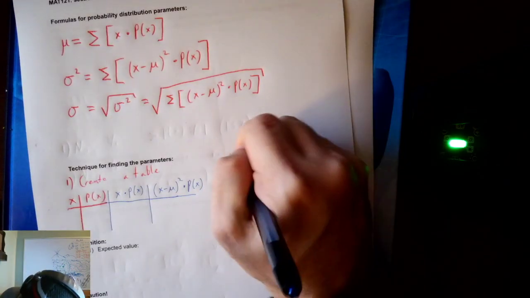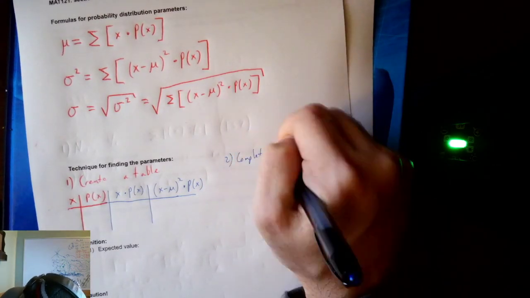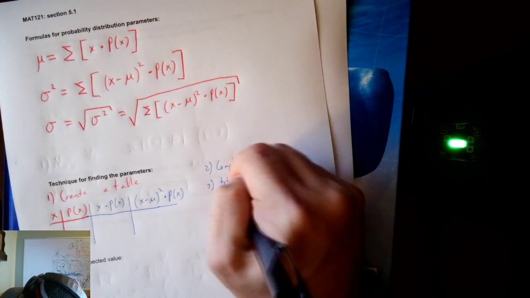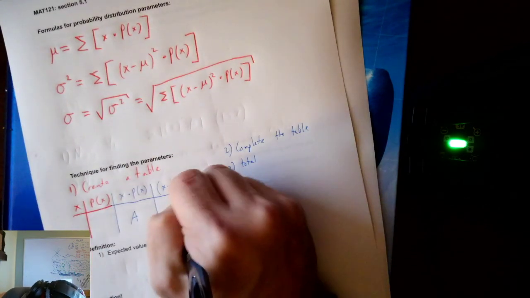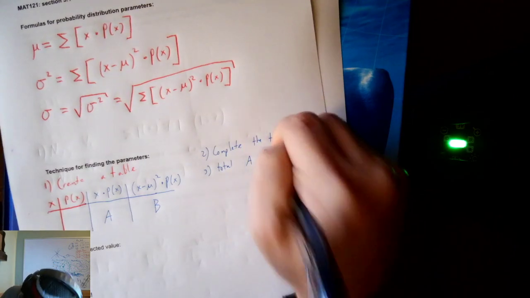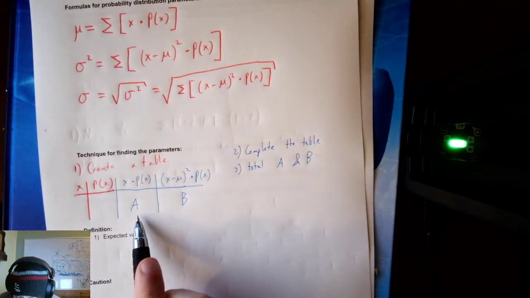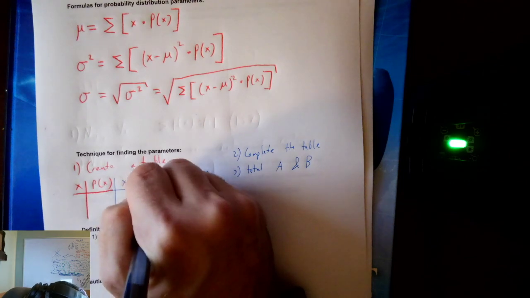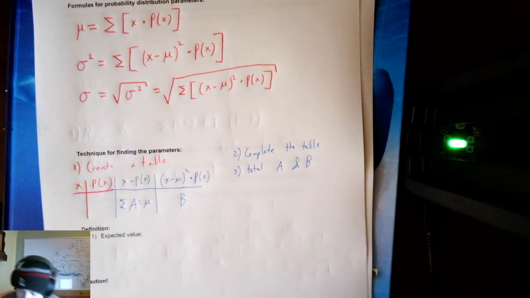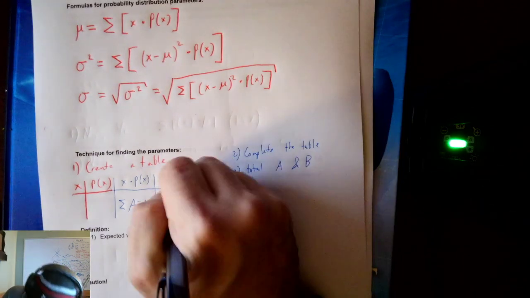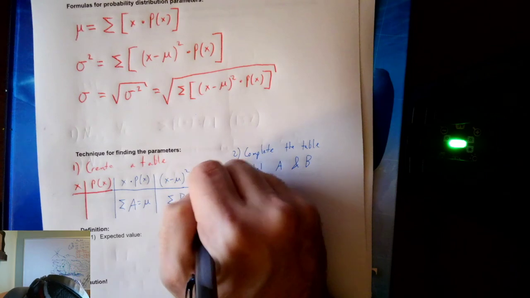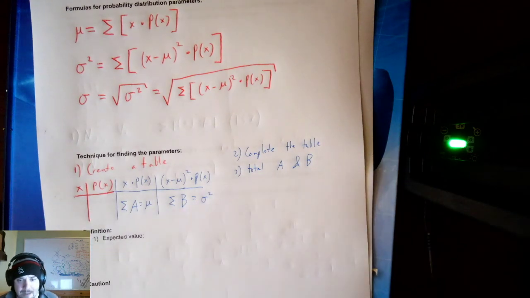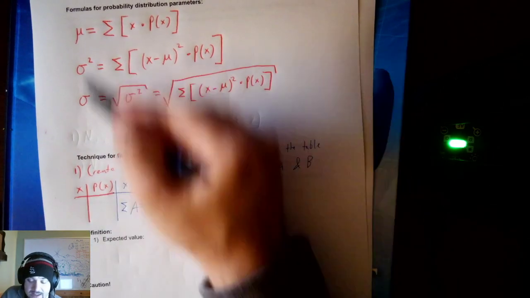And then step two, I complete the table. And then step three, I total A and B, right? I find the total here, A, that'll give me the mean. A will equal the mu. A will be the mu when I total it, right? If I total up the A, I'll get the mu. And if I total up the B value, I will get the variance. And then I can find the standard deviation, right? I'm going to complete this table. I'm going to total this column and this column, and that will give me these two values.